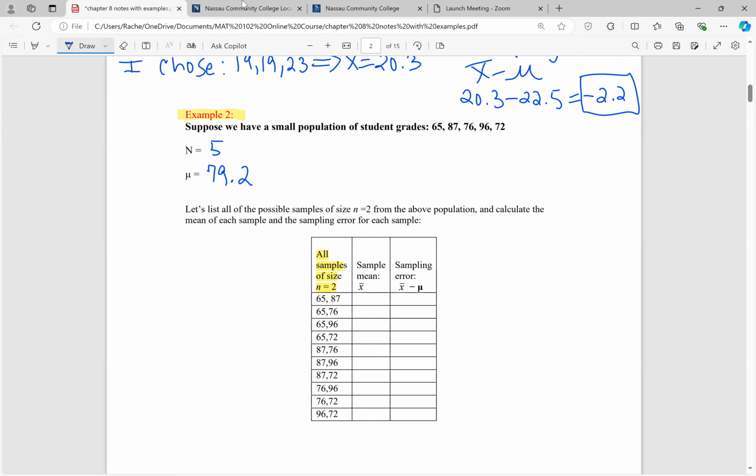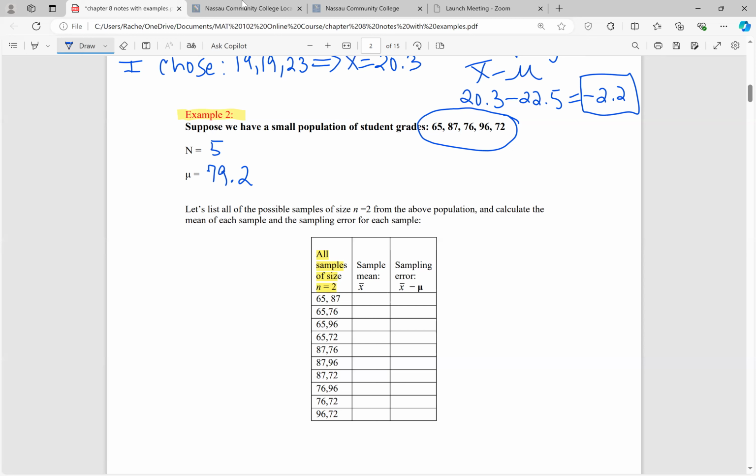So what I did was I said, okay, if I'm going to go to this population of 5 data values and just randomly close my eyes and pick 2, what are all the possible groups of 2 that I could have chosen? And there's 10 different possibilities, and they're listed here. So for example, one of the samples of size 2 that we could have picked is 65 and 87. Or we could have picked the 65 and the 76. We could have picked the 87 and the 72, and so on and so forth. So there's only 10 different ways that we could select samples of size 2.